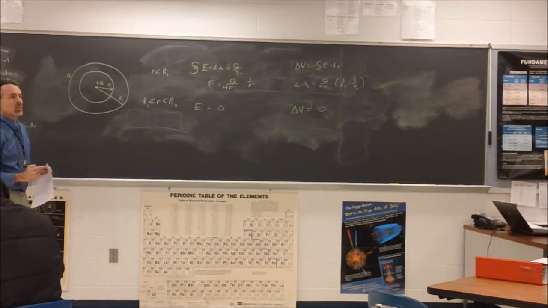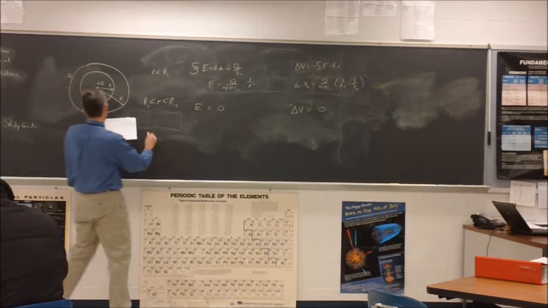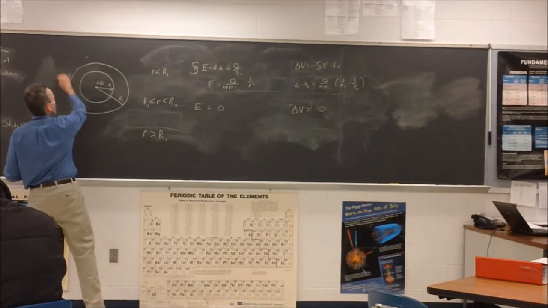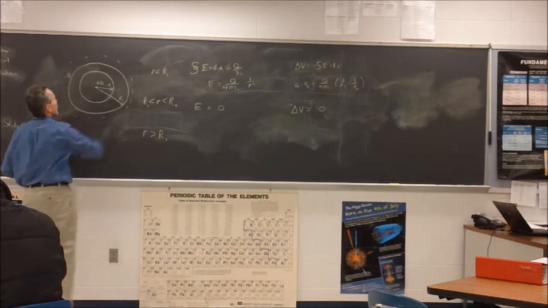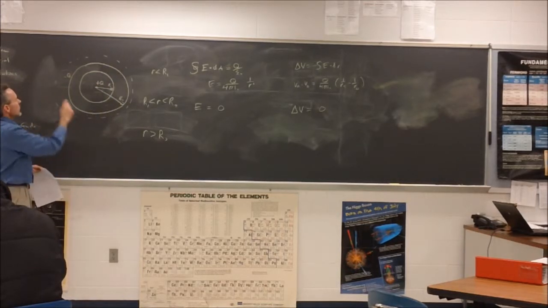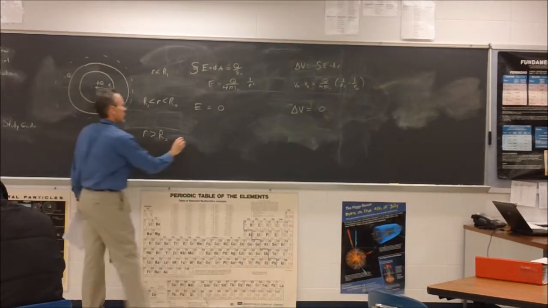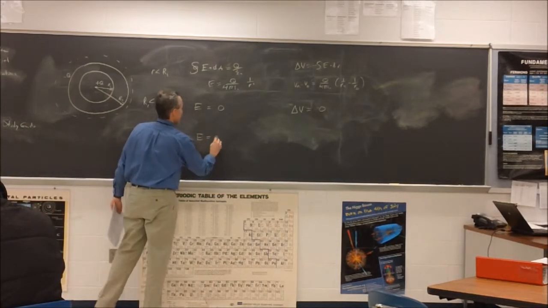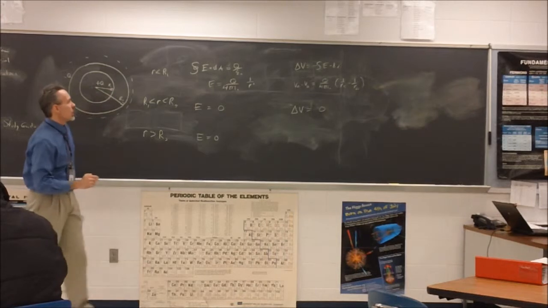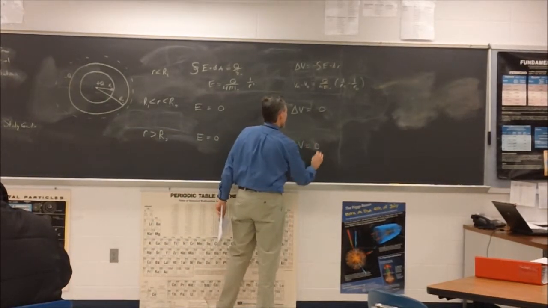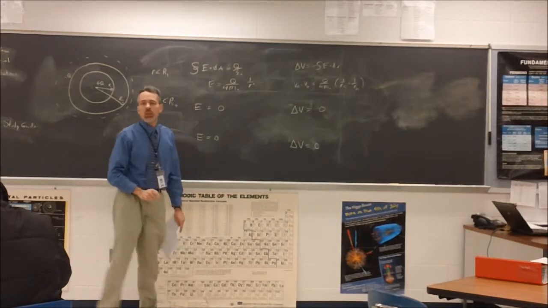Okay, now I'm going to do R greater than R2, so it's out here now. Notice it's enclosing negative Q and positive Q. What's the E field going to be? Zero. Can I go quick like that? Yes. So what will the change in potential be? Zero.